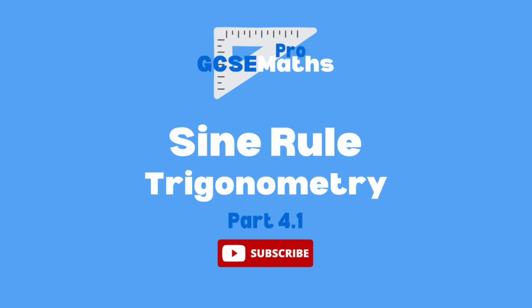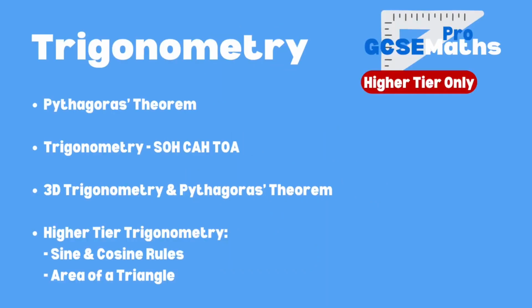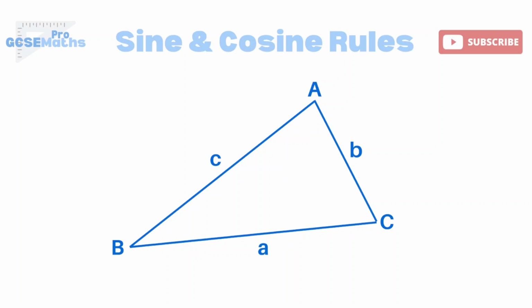Today's video is the fourth part of trigonometry where we'll be specifically looking at the sine rule. This part is higher tier only. So first we're going to be looking at how we label the triangle, as we have moved away from SOHCAHTOA now. We're not using right angled triangles anymore. The sine and the cosine rules are for any type of triangle that's basically not a right angled triangle, okay?